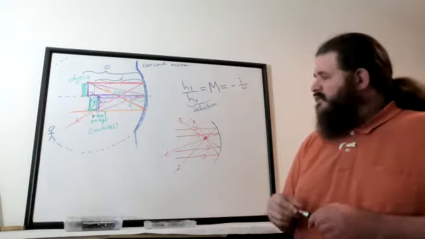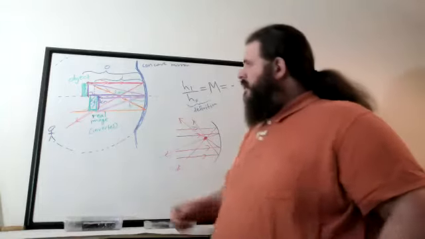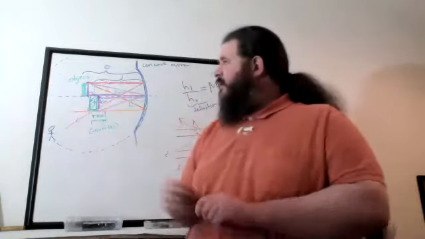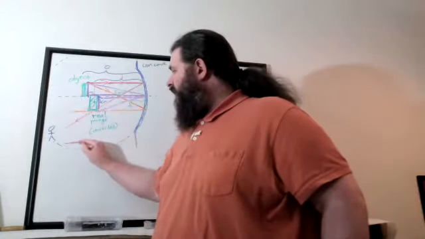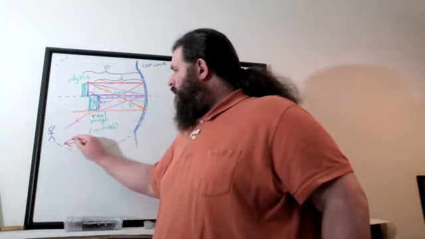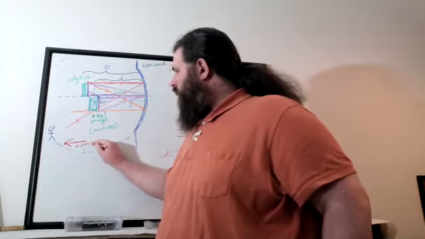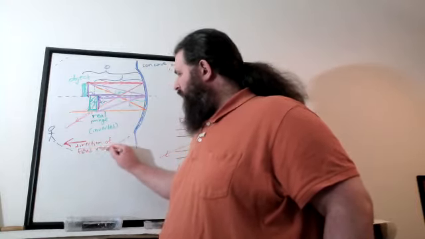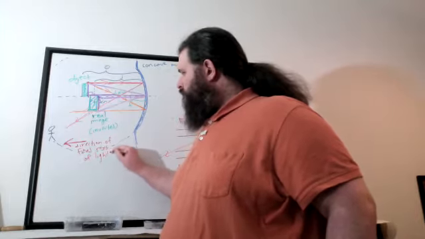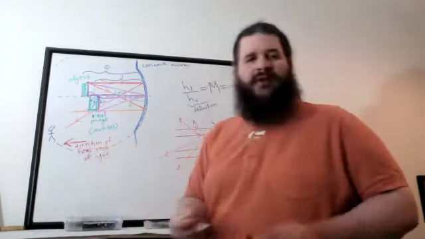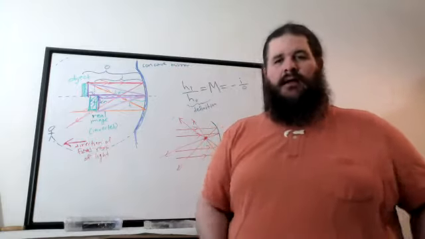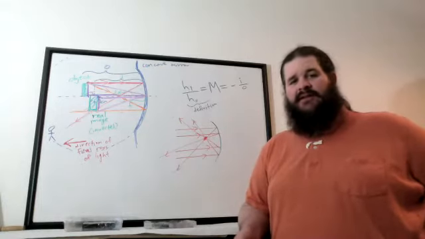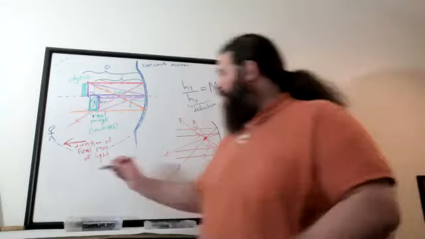The general idea is whichever direction light is traveling at the end, like in this case, we've got light from the object going towards the mirror, hitting it and bouncing off. The final direction light is traveling is to the left. Direction of the final rays of light. So that is the direction the rays of light are traveling after they've interacted with the mirror. And this is also true for lenses. Whatever direction the rays of light are traveling after they've interacted with the lens or mirror, we call that the positive direction.